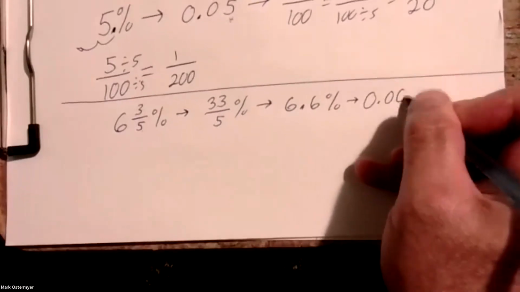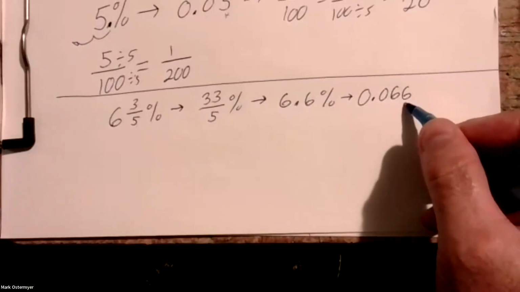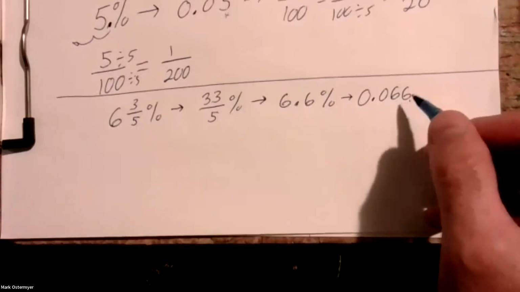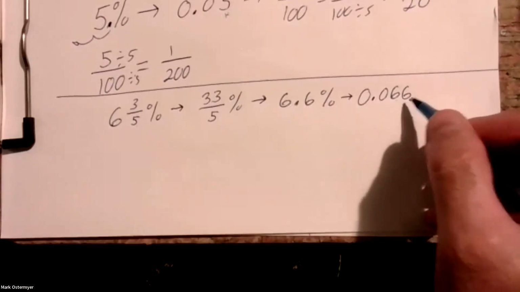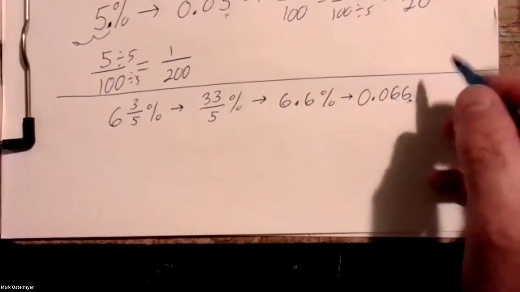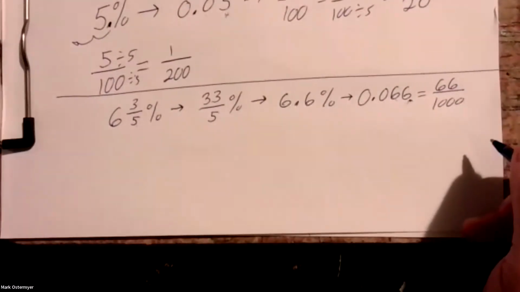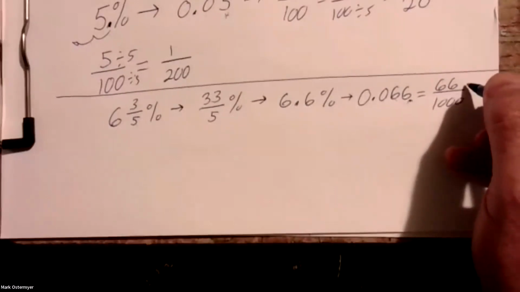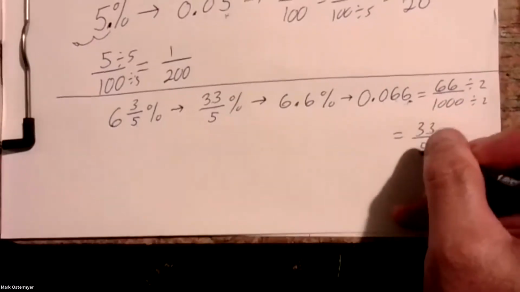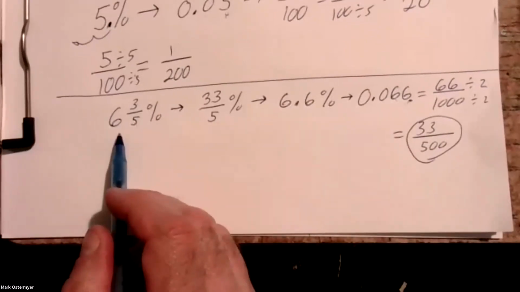That's 0.066. Now we can write this as a fraction, because how do we read this? 66 what? What place is the 6 in? Tenths, hundredths, and thousandths. So this is 66 thousandths. Put 66 over 1,000, it's now a fraction. And then we can reduce this down by 2 and take it down to 33 over what? 500. There you go.